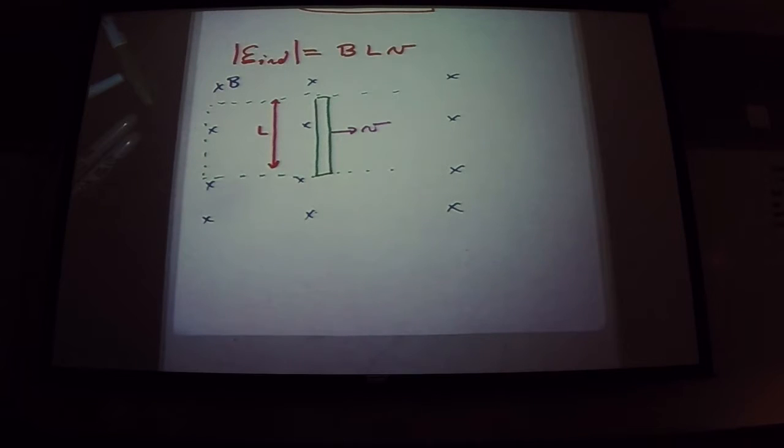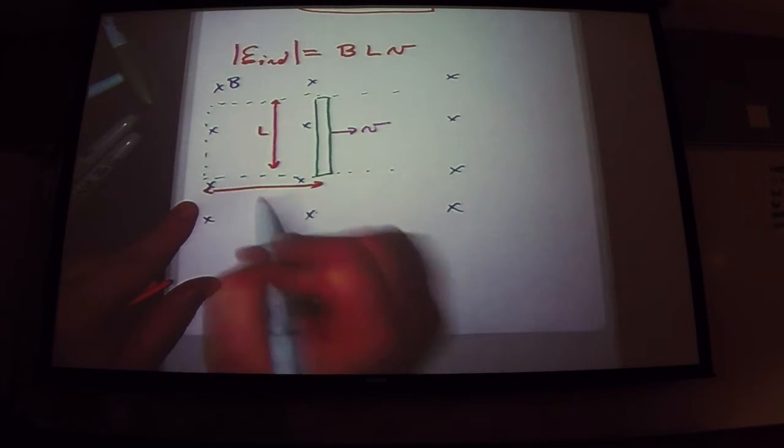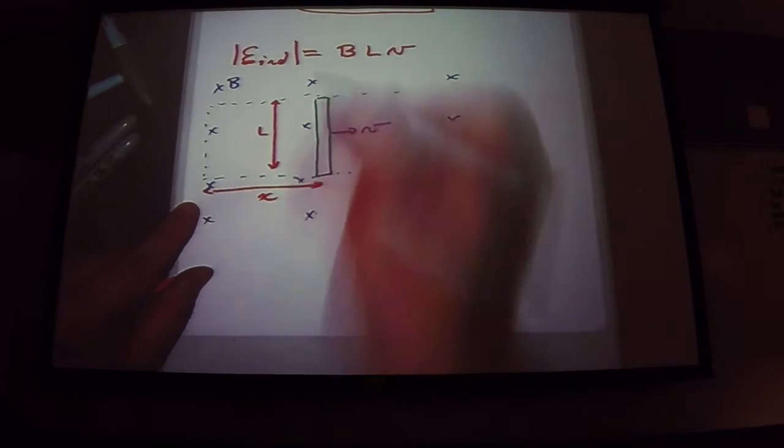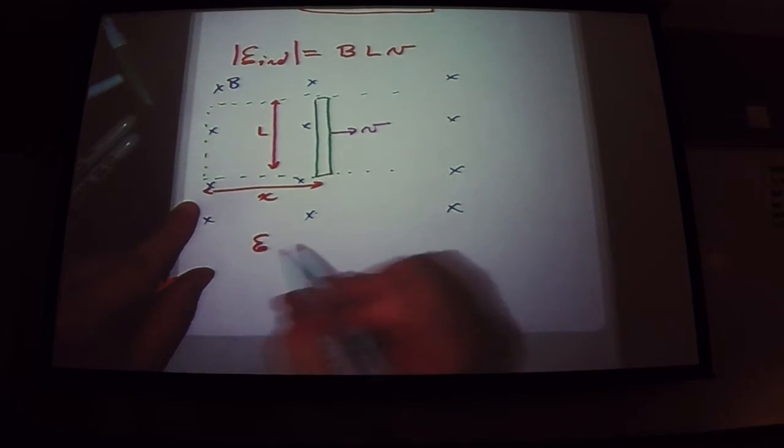Okay, so what happens is that I could use the same mathematics that I did before. Define this as the distance x. Find out what dA/dt is. And what I get is that the induced EMF is equal to BLV. And that's my motional EMF.